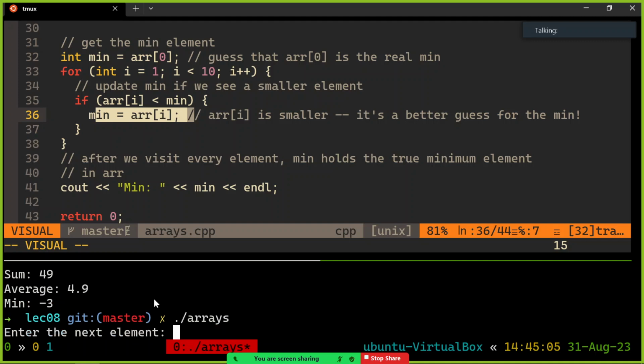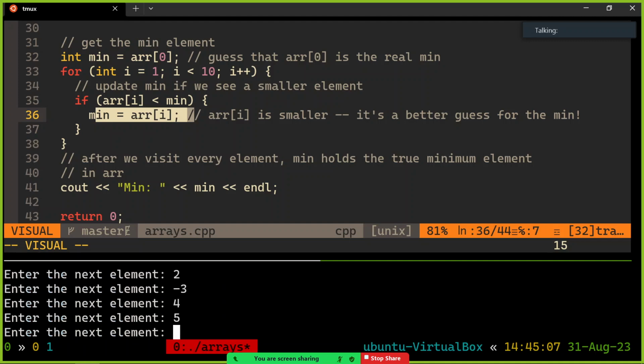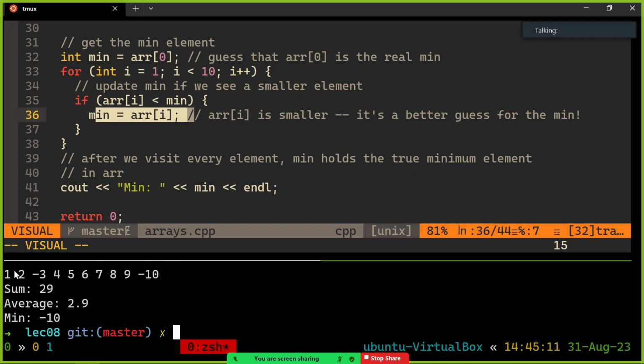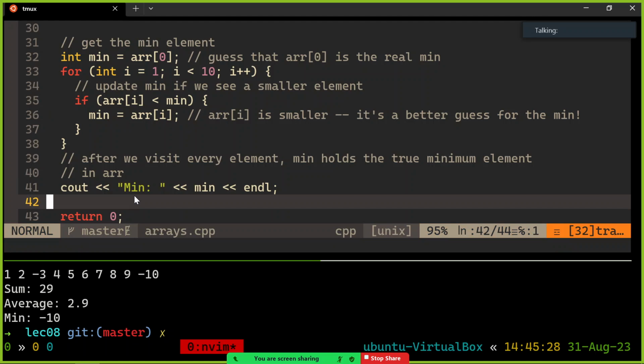But it'll just keep updating. 1, 2, negative 3, 4, 5, 6, 7, 8, 9, negative 10. It'll just keep updating itself. So it starts off at 1. It's like, all right, negative 3 is smaller. Set that to min. Oh, negative 10 is even smaller than negative 3. So again, it'll hit this body and be like, all right, my min guess is negative 10 now. And that's everybody. So negative 10 wins. Do you see how that's going to give us the true minimum by the end of all of that?